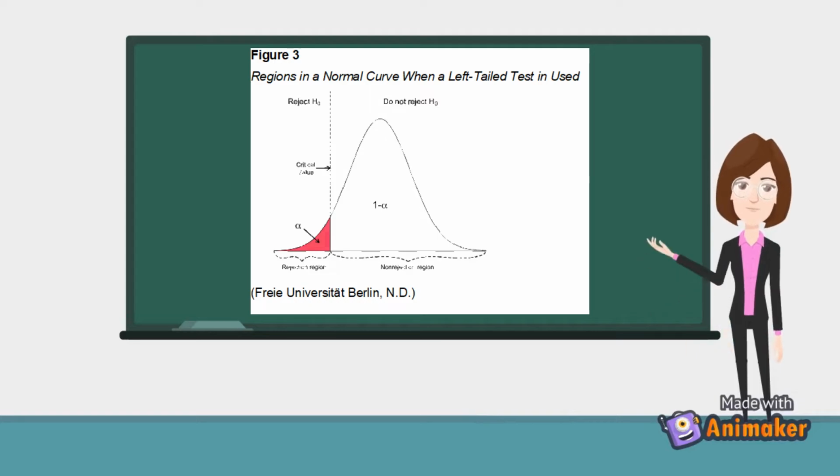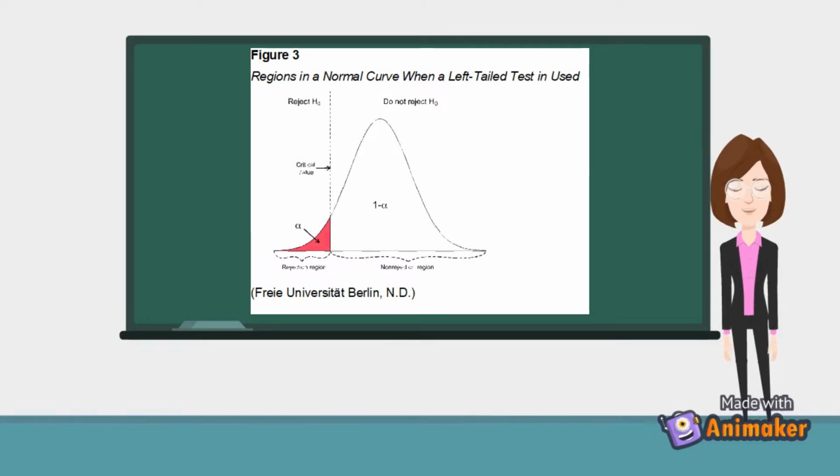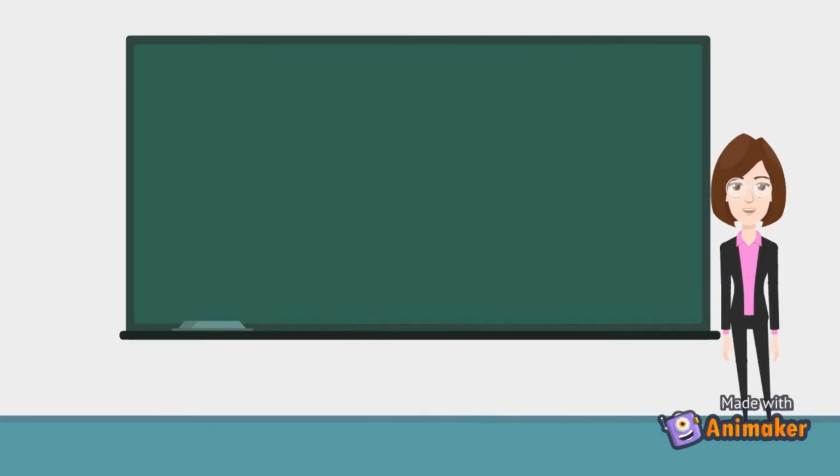Figure 3 shows the regions in a normal curve when a left-tailed test is used. The shaded area is the region of rejection. That means, when the computed value falls in the area of rejection, the null hypothesis is rejected. Let us have examples on how to determine the type of test to be used. Formulate the null and alternative hypotheses of each claim. Then, determine the type of test to be used.